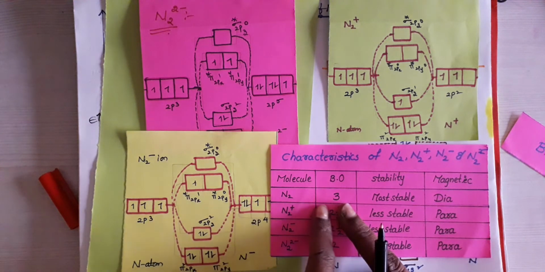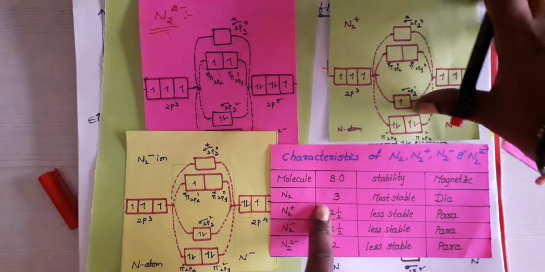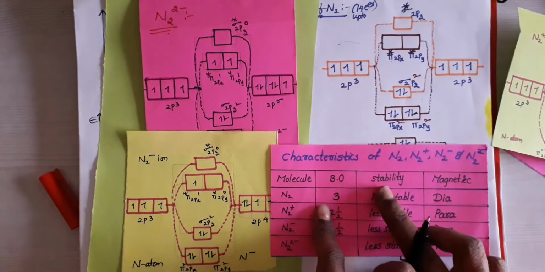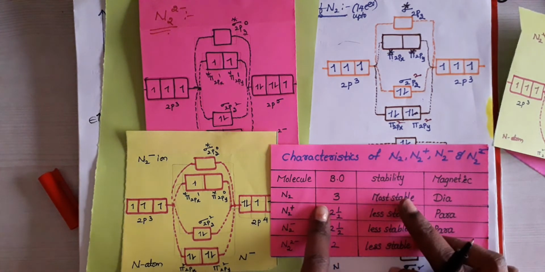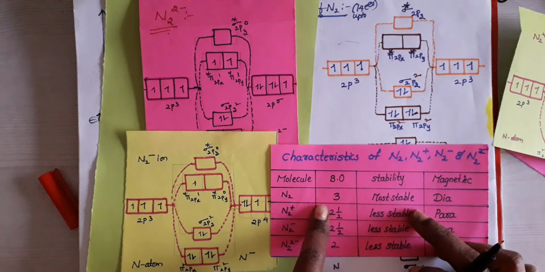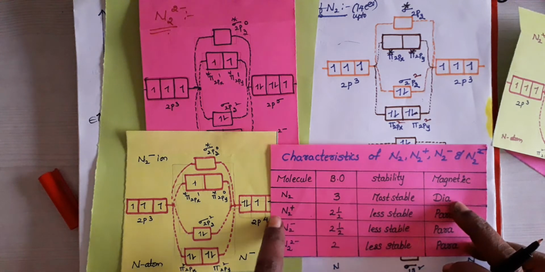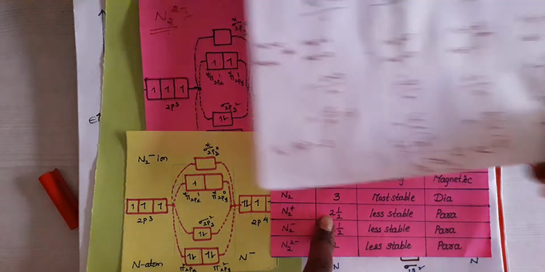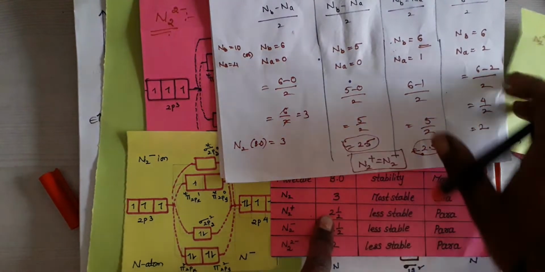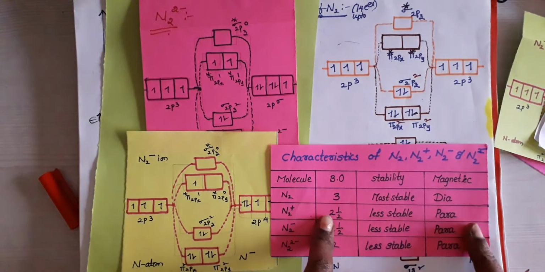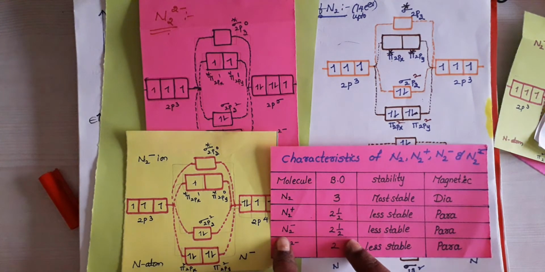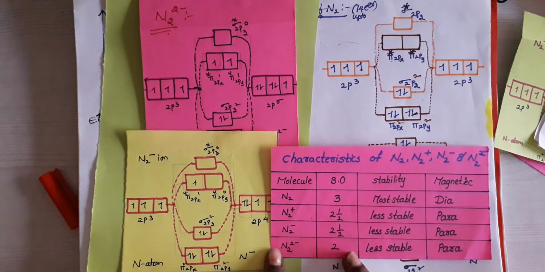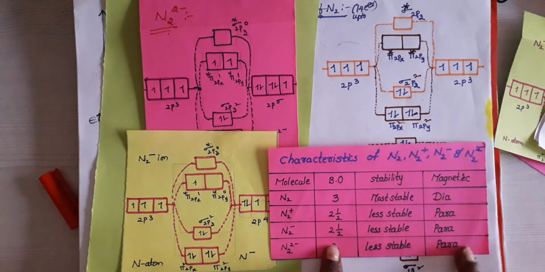Here there are no single electrons, so it shows high stability. It is the more stable species, and it is diamagnetic. For N2 plus, what is the bond order? The bond order is 2.5. It is less stable and paramagnetic. N2 minus is 2.5, also less stable and paramagnetic. For N2 2 minus, the bond order is 2, less stable and paramagnetic.